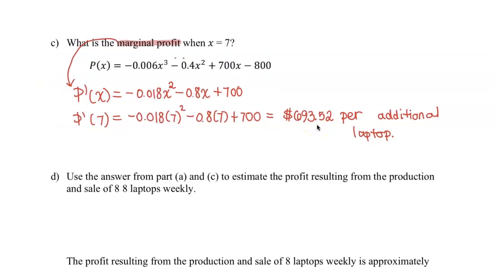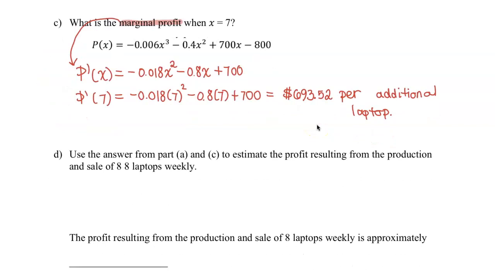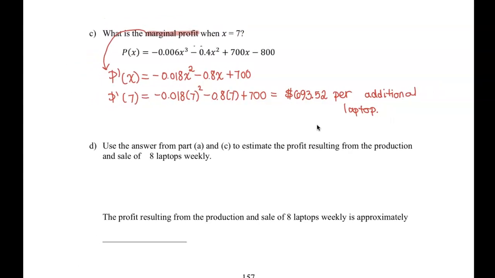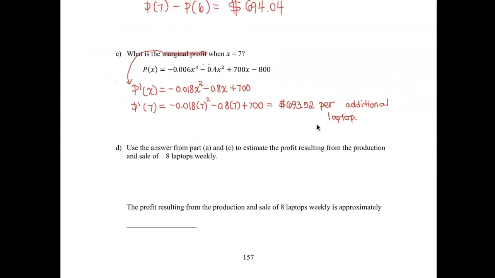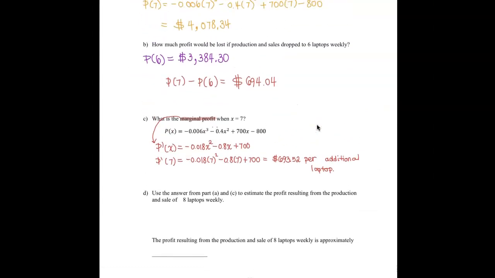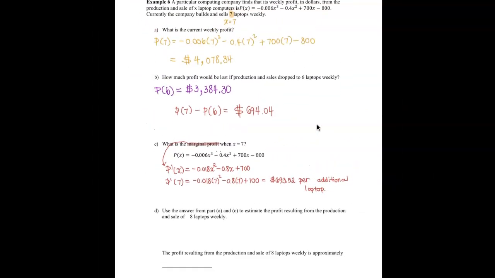Use the answers from part A and C to estimate the profit resulting from the production and sale of 8 laptops weekly. That's a typo right there, it should just say 8 laptops weekly. We're asked specifically, because we could find the actual profit by plugging 8 into P of x. But I think they're asking us to use the answers from part A and C.